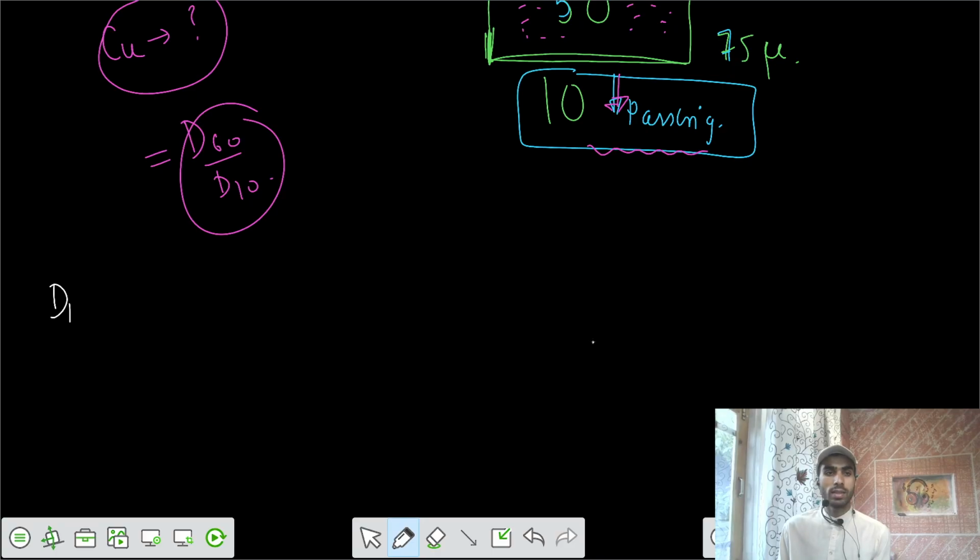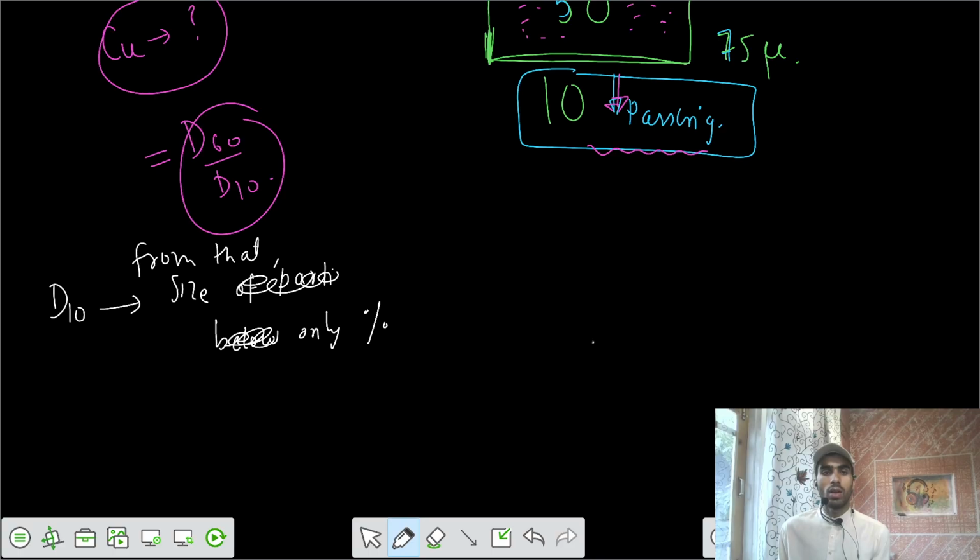Your D10 tells us that size of particles below which only 10% of the particles are passing. From that size, only 10% of particles pass. That means only 10% of particles are finer than this size. So that means we need to calculate the percentage finer.